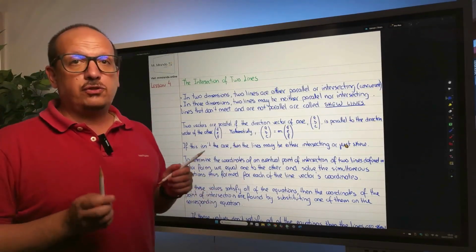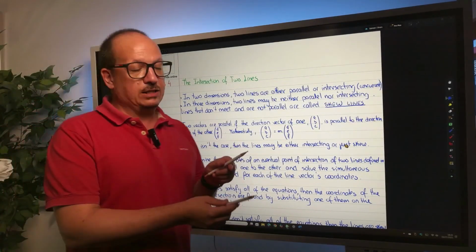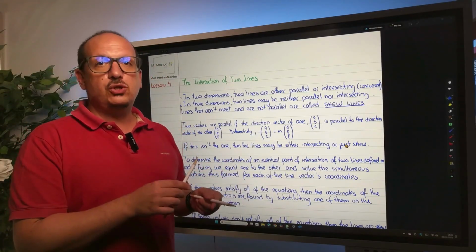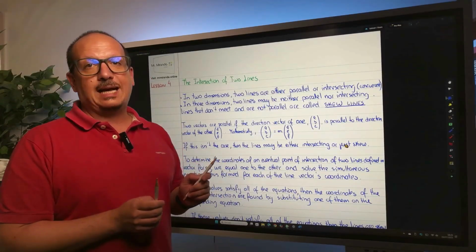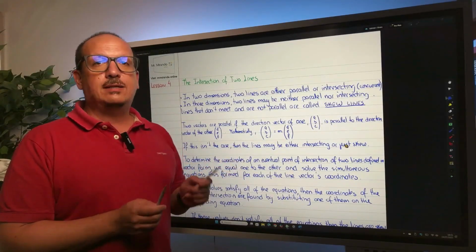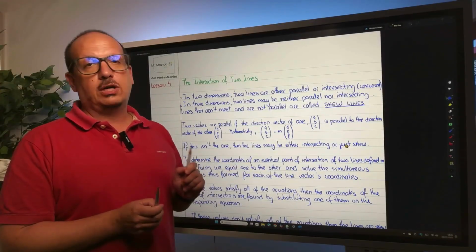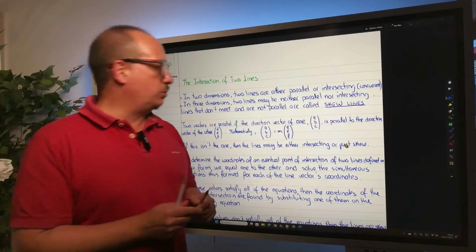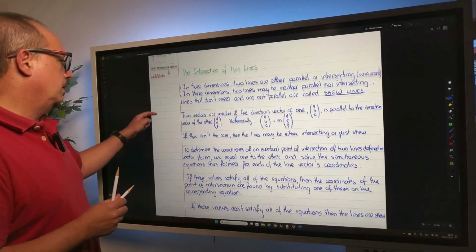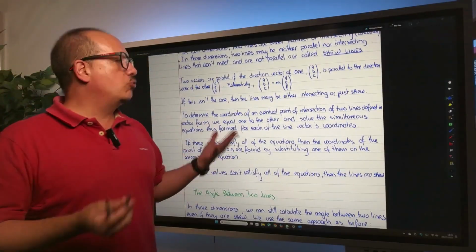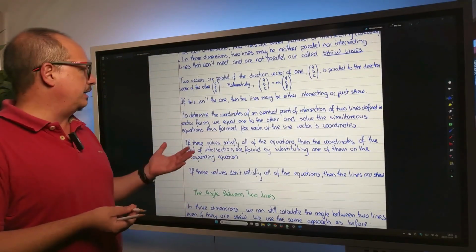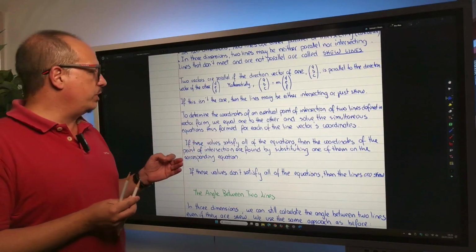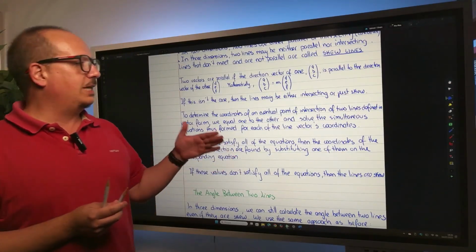If you have 3 dimensions, and if the vectors are not parallel, they can be concurrent, or they can be skewed. The way for you to figure this out is to try to calculate the point of intersection. And if you are not able to find this point of intersection, then it means that they are skewed. So what do you do? To determine the coordinates of an eventual point of intersection of 2 lines defined in vector form, we equal one to the other and solve the simultaneous equations thus formed for each of the line vectors' coordinates.